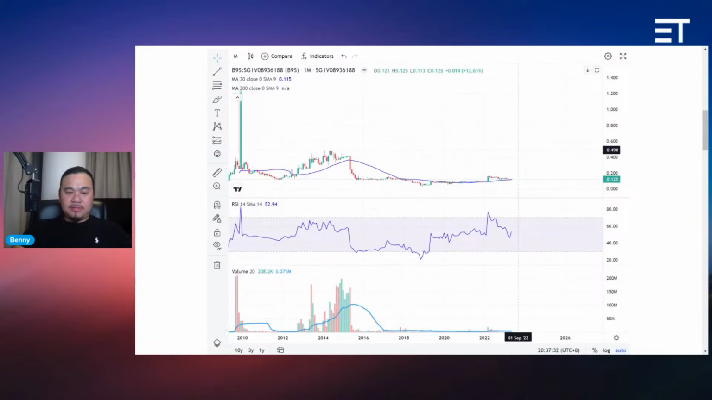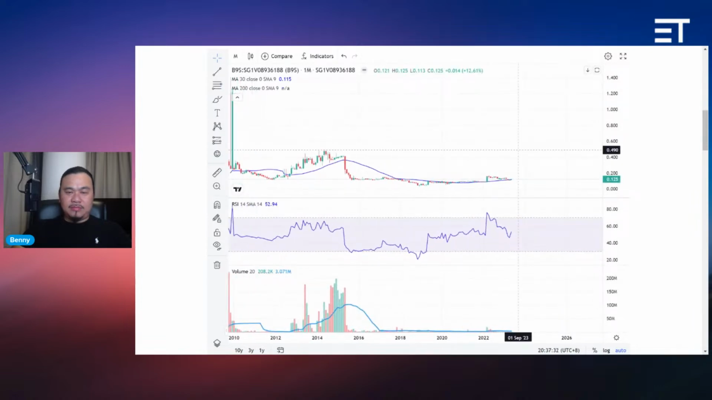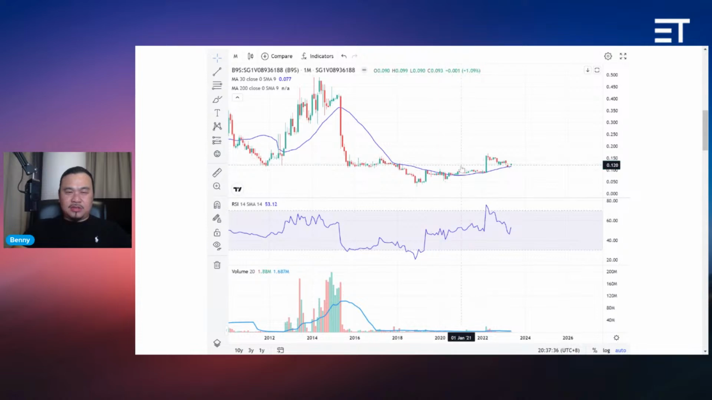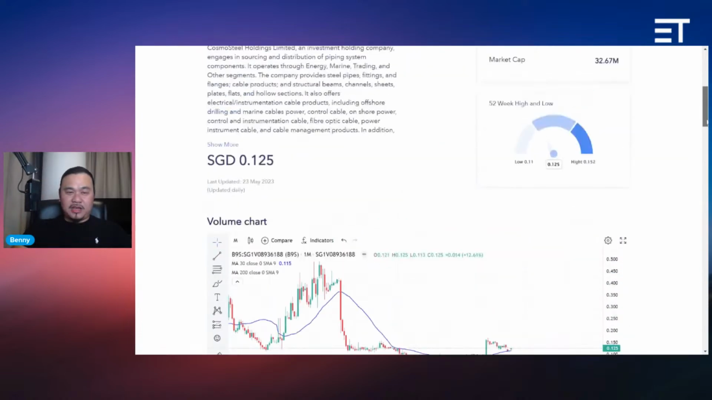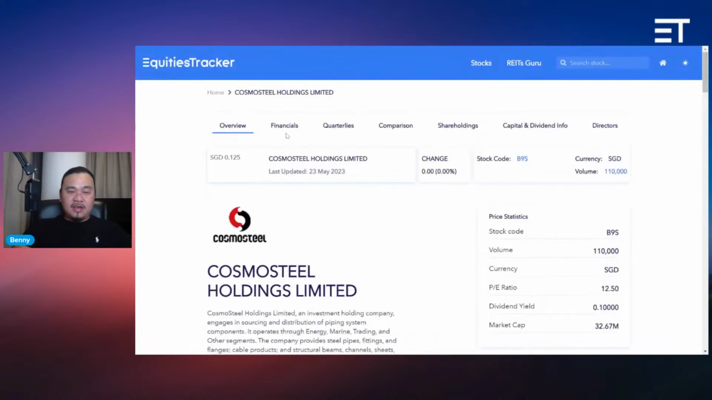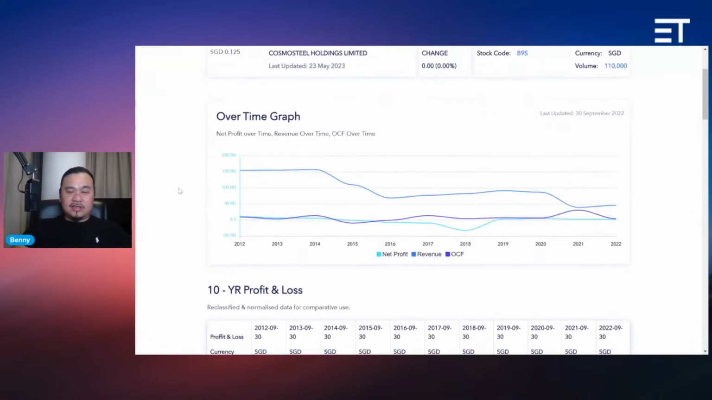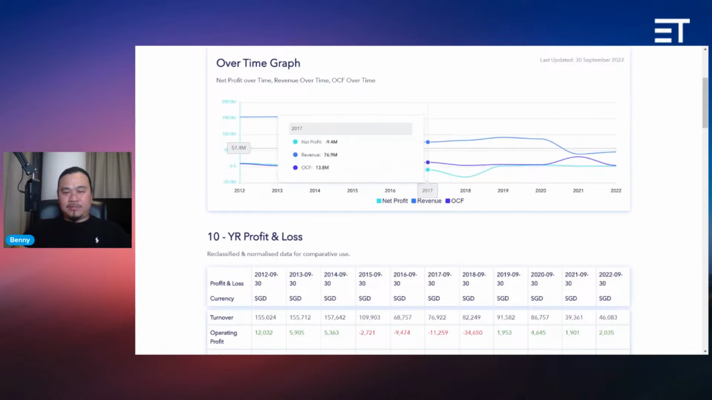Okay, this is long term price. You can see that our price is trading at the bottom of the long term price action, the long term price movement. If I look at financials, you can see the revenue has been going down over the years.